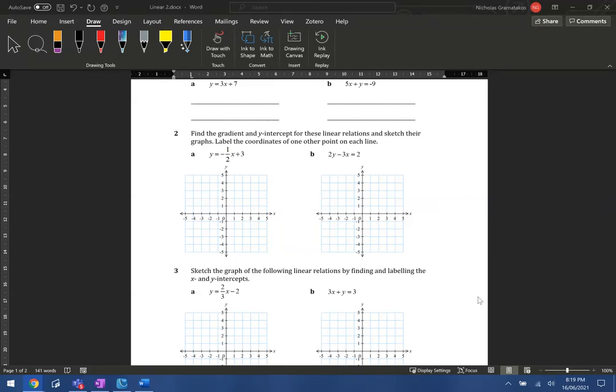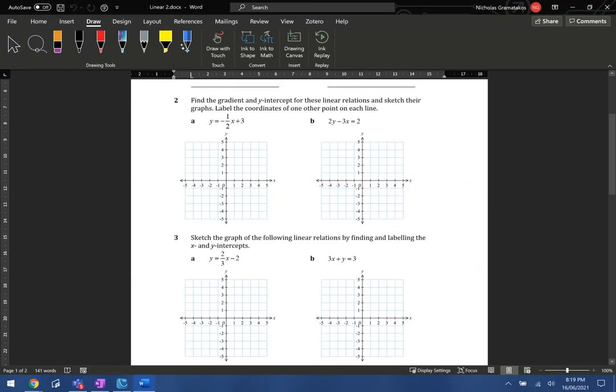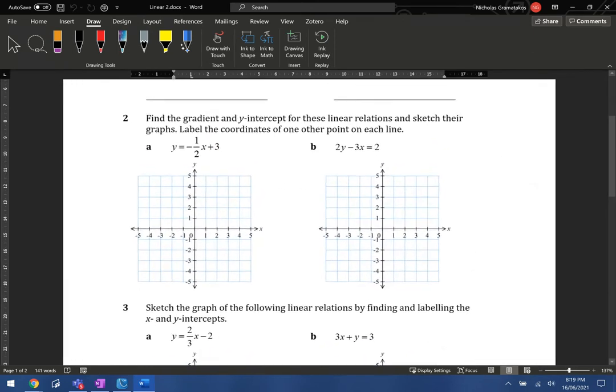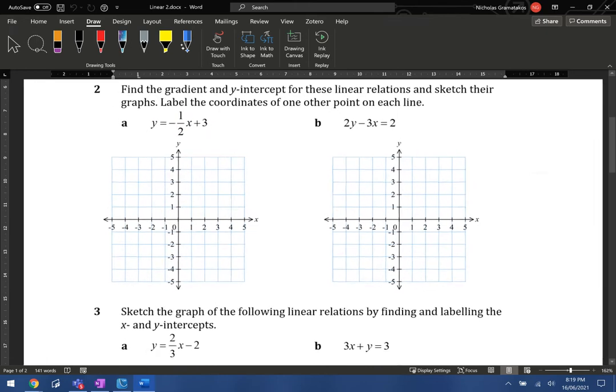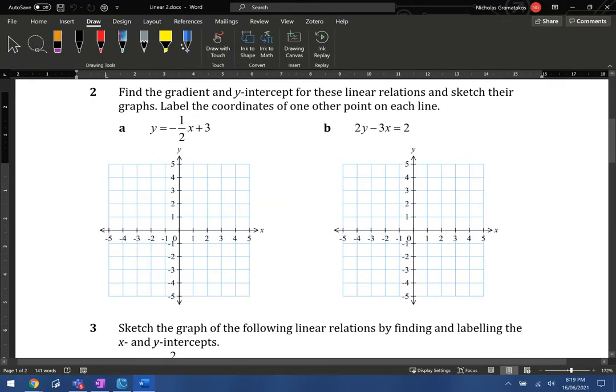Hi everyone. In this video, I'm going to be going through questions 2 and 3 of the second linear worksheet. These questions are focused on drawing linear relations on a plot. I'm going to show you a couple ways of doing this. I'm going to show you doing this by hand and then doing it by CAS.